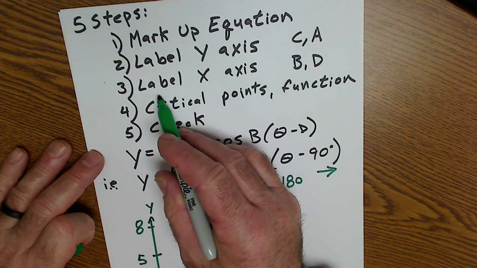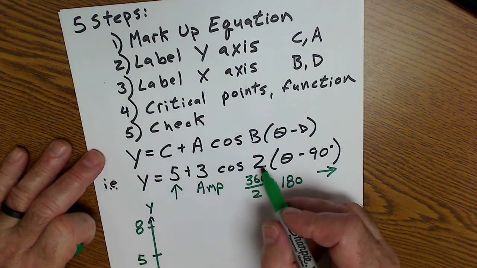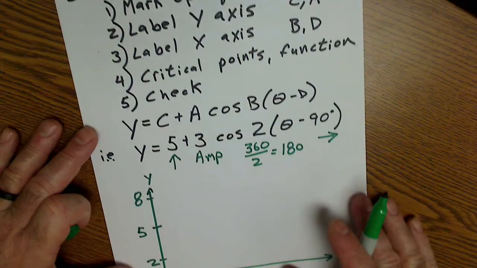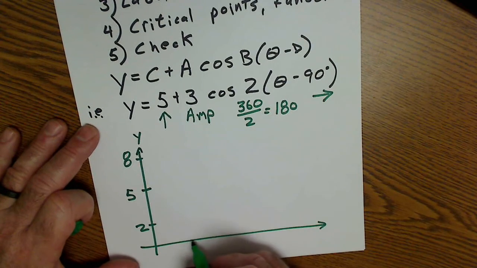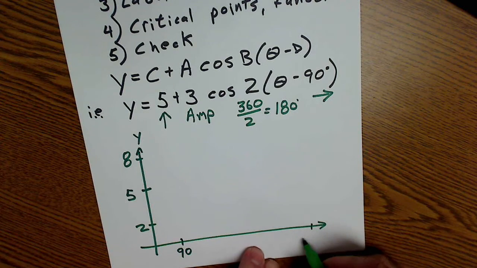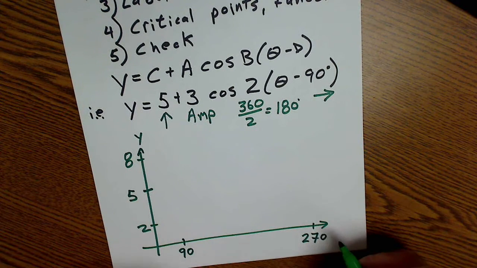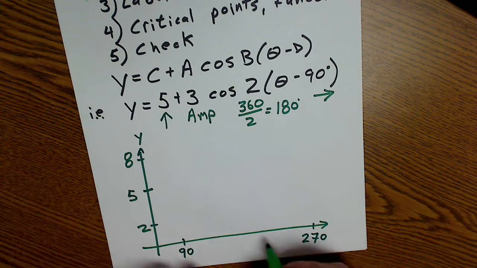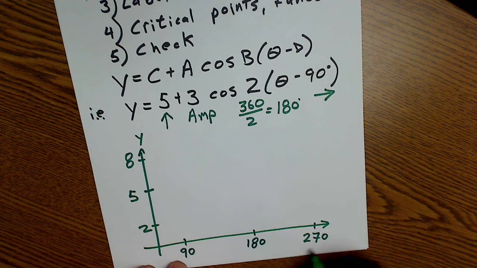Step 3 here is label the x-axis. That uses this and this. So on my horizontal axis, I start at 90. I end 180 degrees later at 270. Halfway between here and here is 180. So I get plus 90 plus 90.